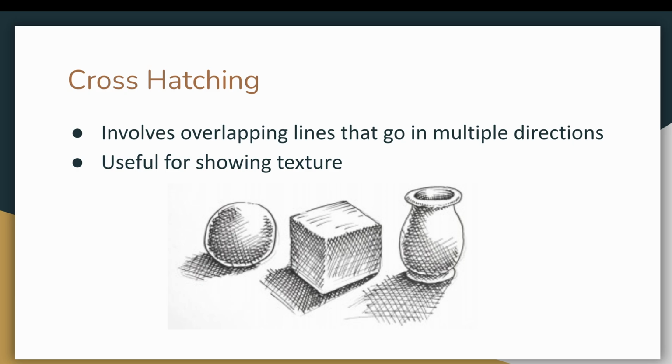Cross hatching is exactly what it sounds like. It's going to involve overlapping lines that go in multiple directions. So you're going to hatch one direction and then go almost perpendicular to it in another direction. This can be really useful for showing texture, and it's nice on three-dimensional objects as well.